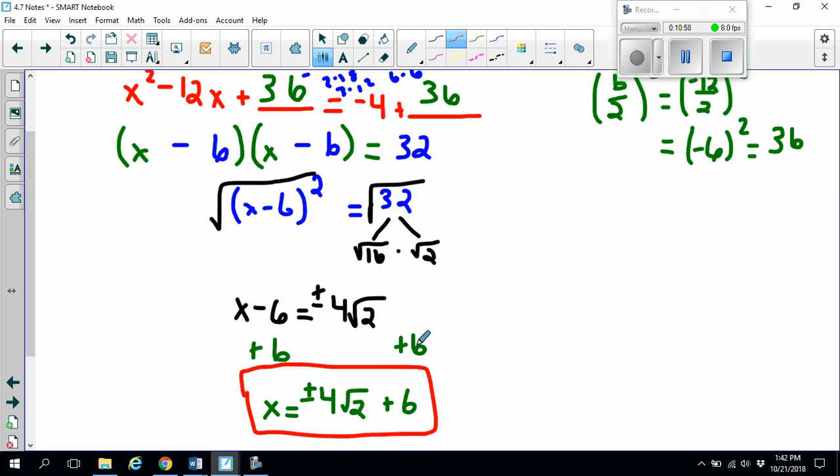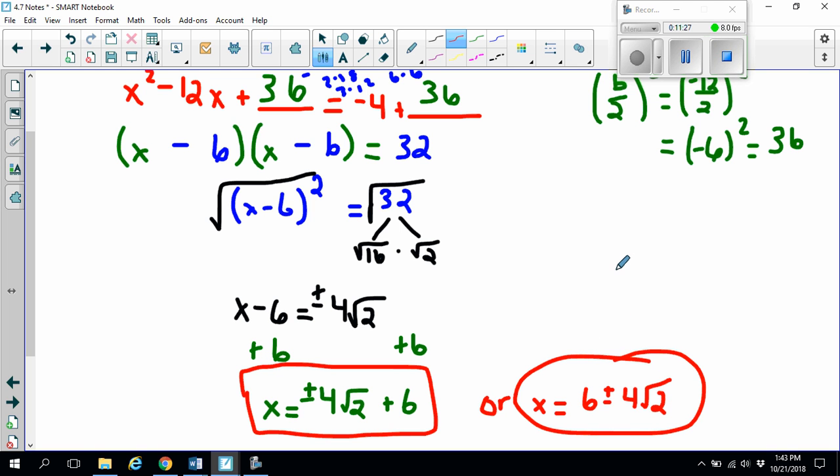Now, we don't add the 6 with the 4 because they are not like terms. The 4 has that square root of 2 attached to it, so all we can do is just add 6 behind the 4 square root of 2, or we could add the 6 in front of the plus minus. So both ways would be the same. But just remember, if they are not like terms, you cannot combine them. So this is another way of writing it.